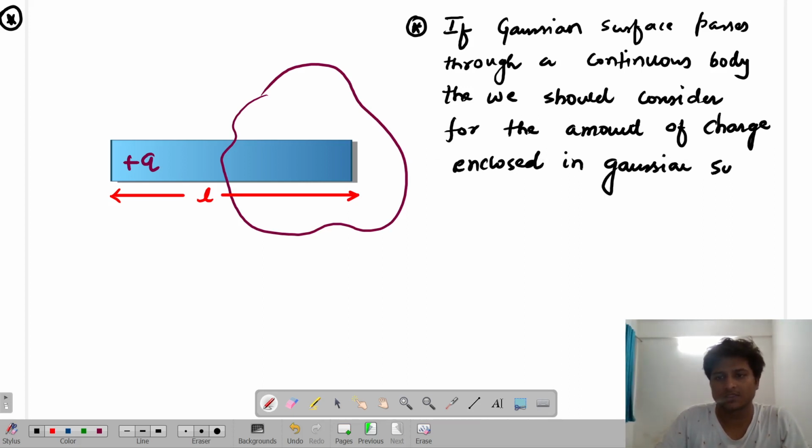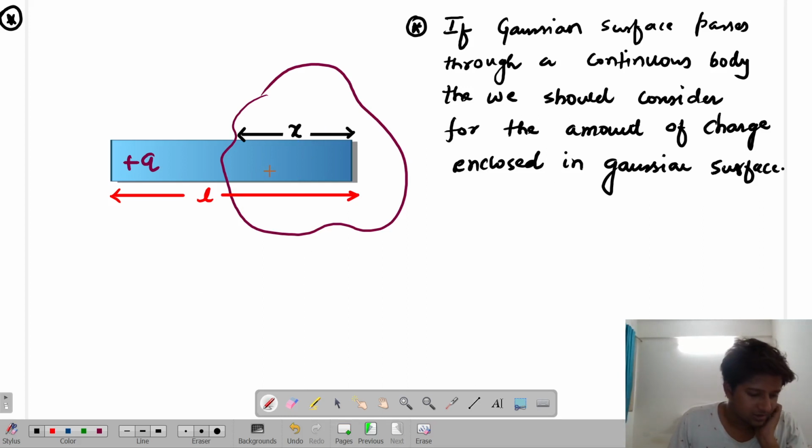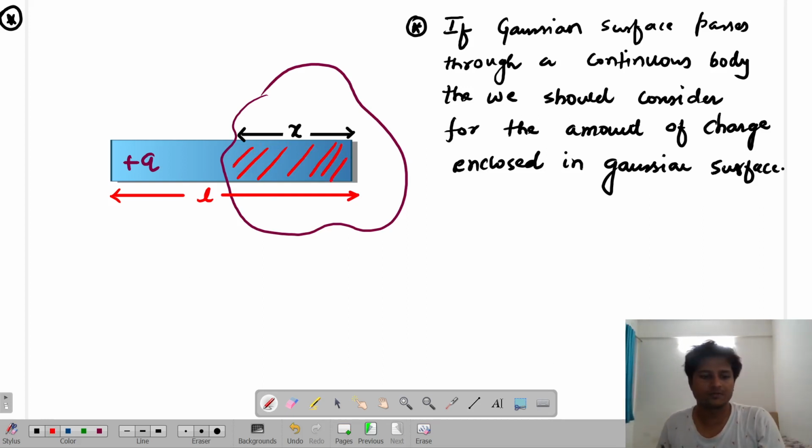Yeah, look over here. See. So for this rod, there is some length x for which some charge is enclosed over here or not. Yes. So Gauss law says that for a continuous body, you can definitely consider the particular case of finding the charge enclosed or flux through the surface by considering only the charge which is enclosed inside that Gaussian surface. Are you able to get me or not?